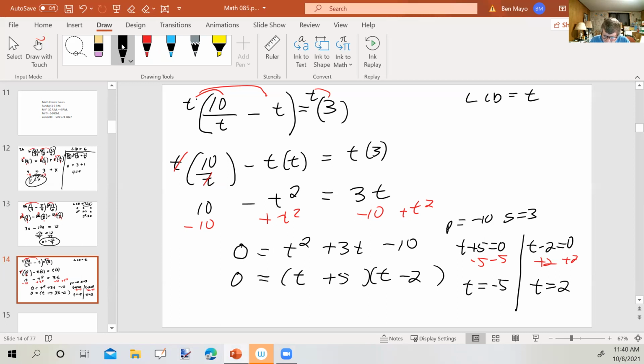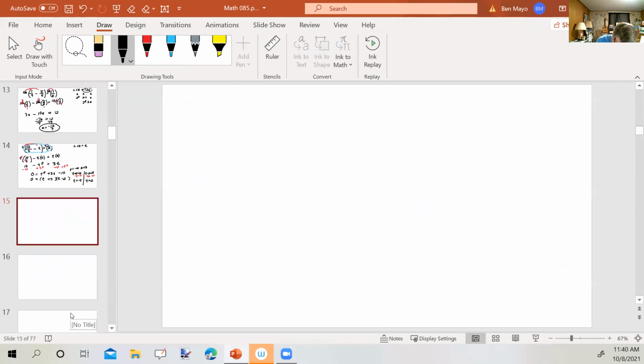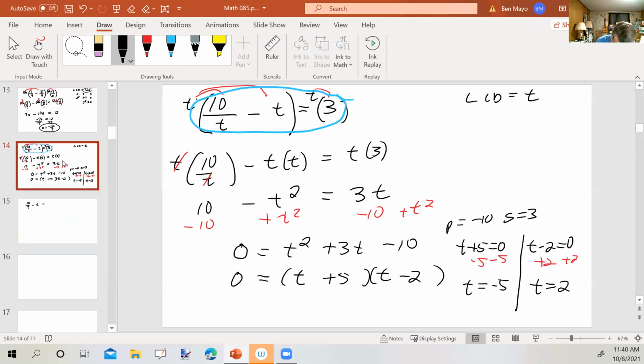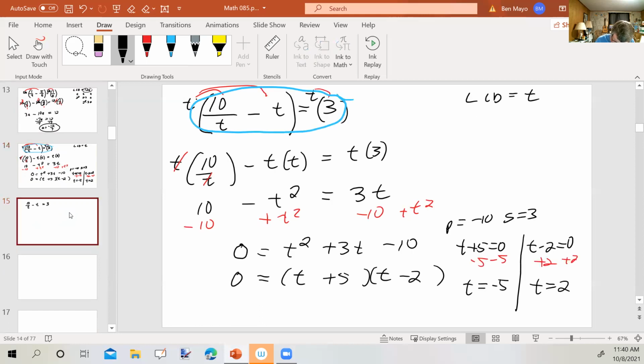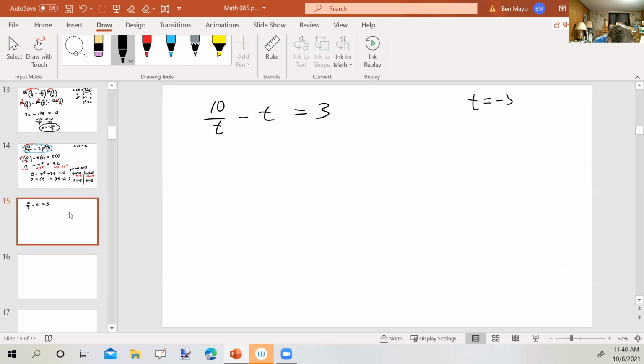So let's go back and check each of those solutions to see if they work. I'm going to do that on the next page. So I'm going to take this original equation and recopy it on the next page. Okay, so we've got 10 over t minus t equals 3. And our solutions were t equals -5 and t equals 2.